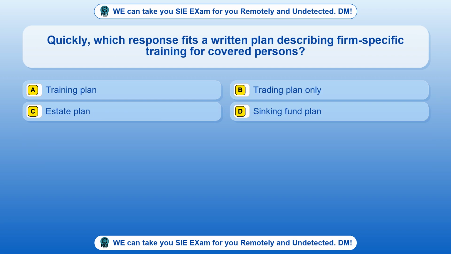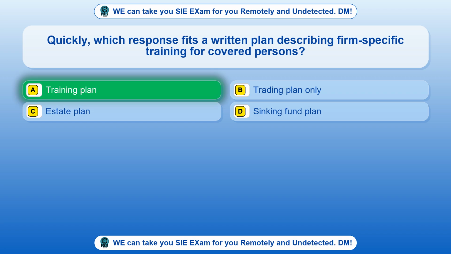Question 61. Quickly, which response fits a written plan describing firm-specific training for covered persons? Option A, training plan. Option B, trading plan only. Option C, estate plan. Option D, sinking fund plan. The correct answer is option A, training plan.